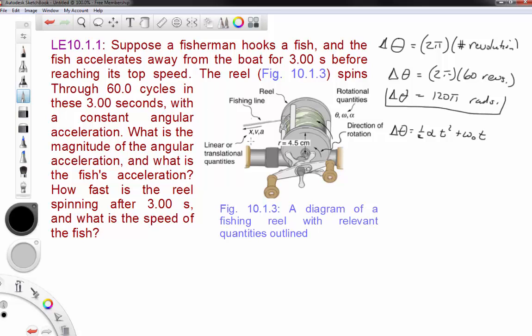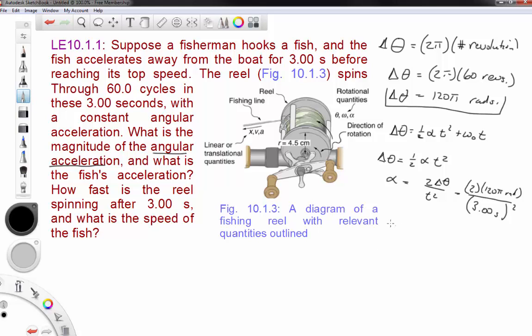And presumably the fish is initially at rest when it bites onto the bait on the end of this line. So in this case, we'd have that delta theta is 1/2 times the angular acceleration times the time squared. So if we wanted to get the angular acceleration, we rearrange this equation to get 2 times delta theta over t squared. And so that's going to be 2 times 120 pi radians divided by the time, which was 3.00 seconds.